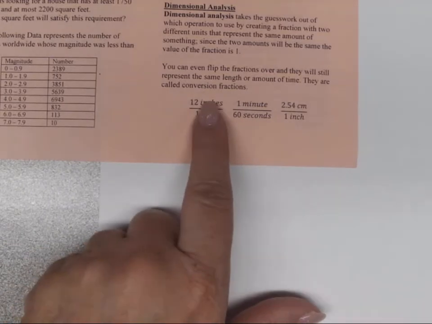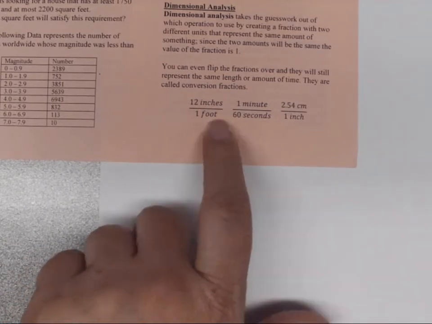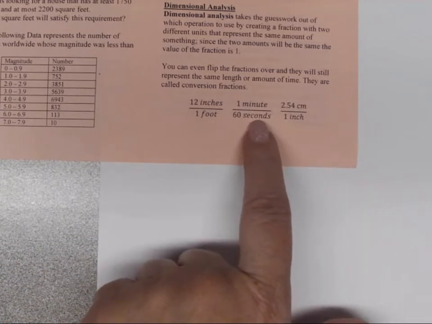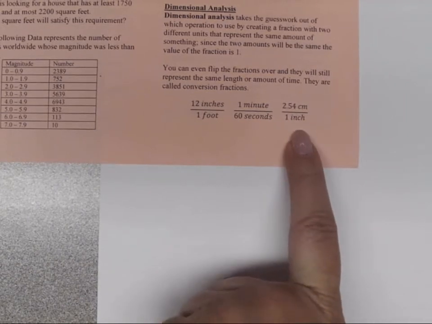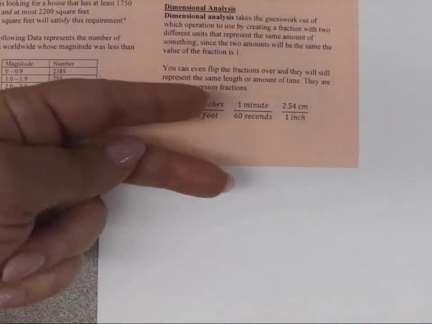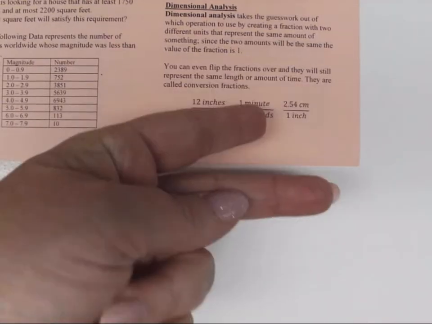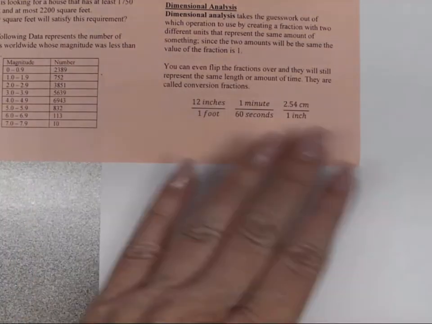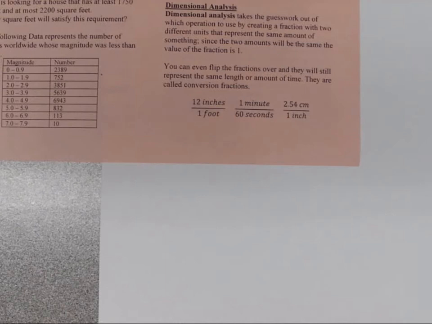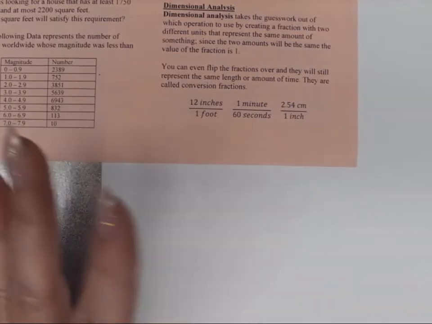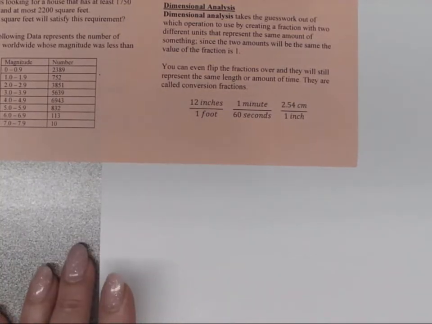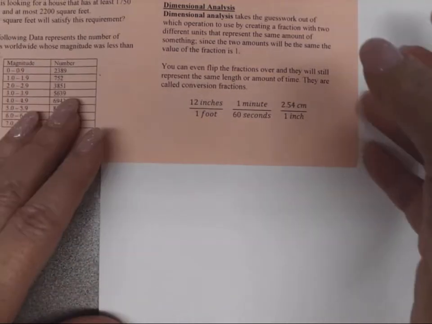So if we're looking at 12 inches is equal to 1 foot, 1 minute equals 60 seconds, and 2.54 centimeters equals 1 inch. Now, I can flip it over and they're still equal to 1. That's just a version of what it could look like. We're going to use these to convert some increments of measurement of time, measurement of distance, and different types of distance.